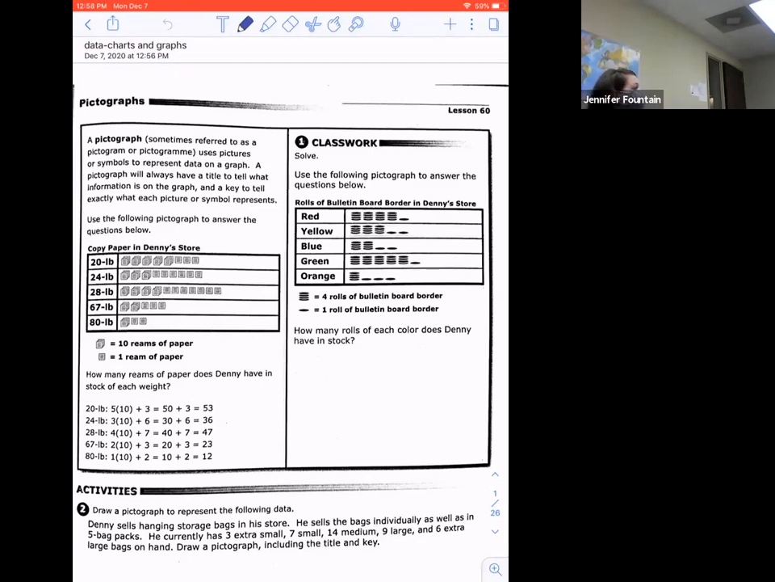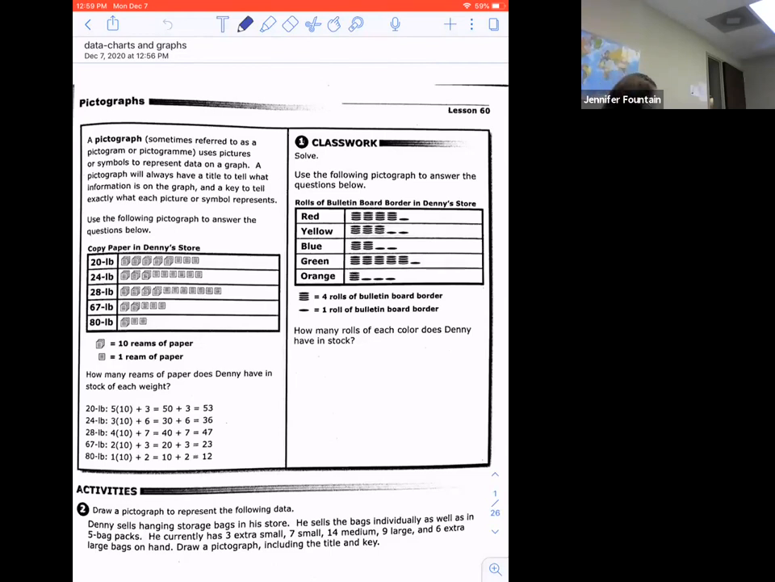So what is the title of our pictogram on this page? We're on page 131 in the box. Paper at Denny's store. So we can see that we are looking at types of copy paper. We see 20 pounds, 24 pounds, 28 pounds, 67 pounds, and 80 pounds. And then we have our key below showing what each of those little pictures mean. The ones that look like stacks are equal to 10 reams of paper, and a single picture is one ream of paper.